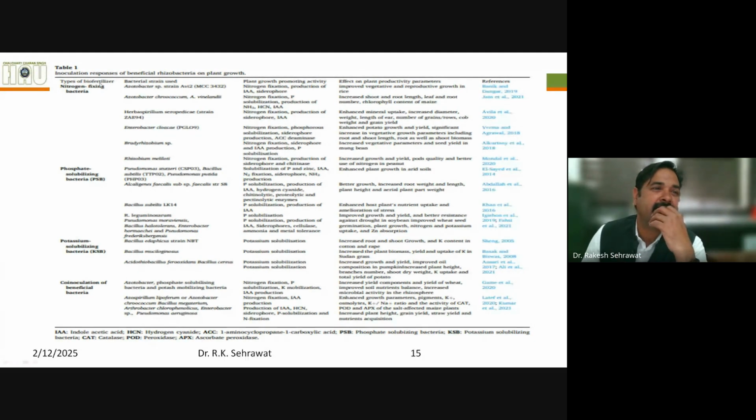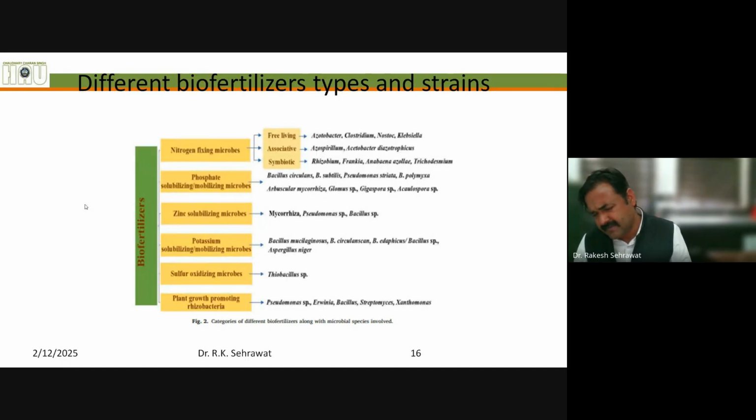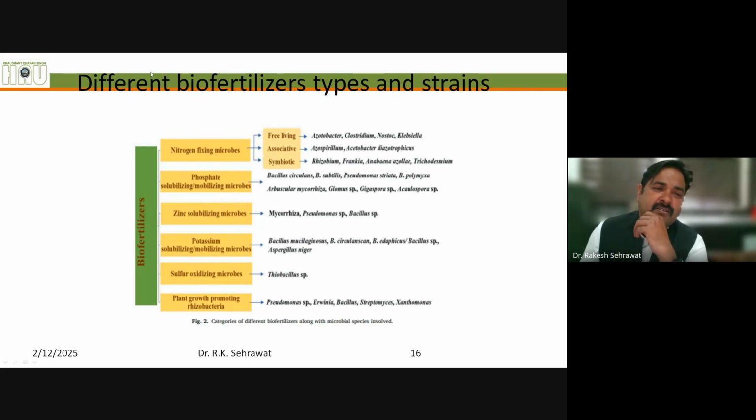And the number of nitrogen fixing bacteria that are there, their impact on plant growth, and then impact on the productivity parameters, and who reported this. Then phosphate solubilizing, potash solubilizing bacteria, and the collection of beneficial microorganisms, and the different biofertilizers, if we are summarizing these. So the nitrogen fixing microorganisms are there.